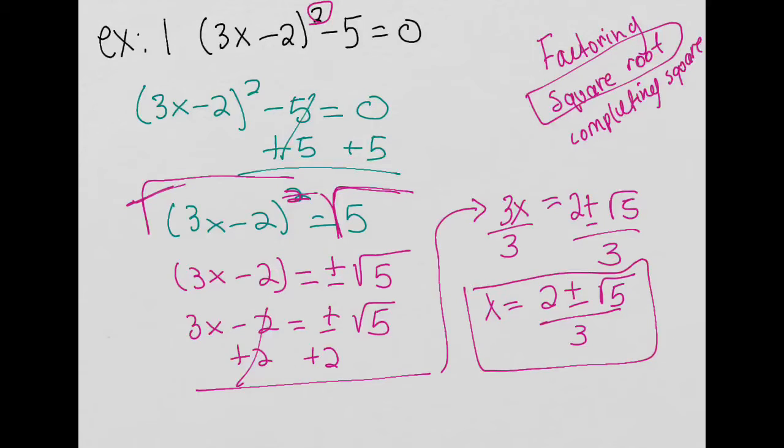X equals 2 plus and minus square root of 5, over 3. And this is my answer. I can leave it at that, since square root of 5 doesn't simplify anymore, and there's no directions where they want a decimal or not. So this is fine as an answer.